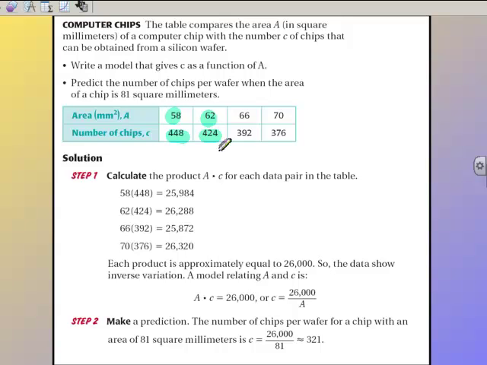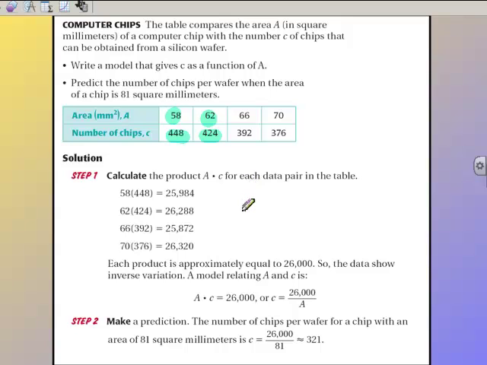I'm sorry, I said the silicon wafer. So basically, it's the area of the chip. The larger the area of the chip that we cut out of the silicon wafer, the fewer chips we get. It's kind of like if you have some cookie dough: the bigger the cookies, the fewer cookies you're going to have, given a certain amount of dough.